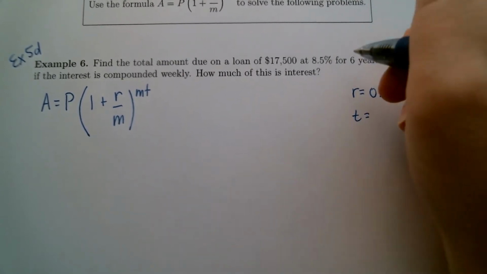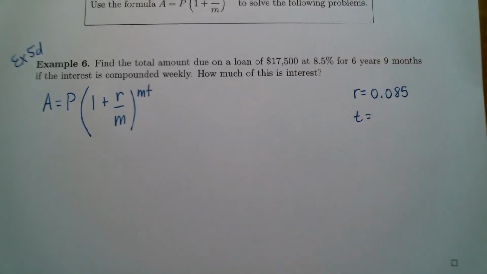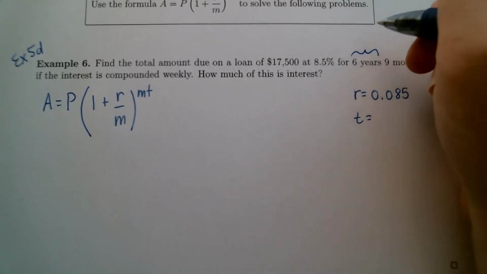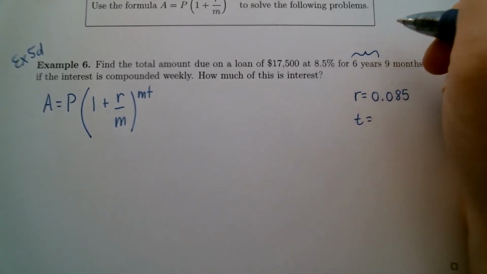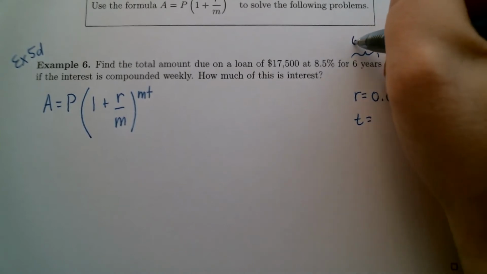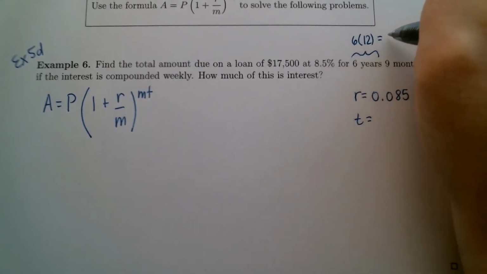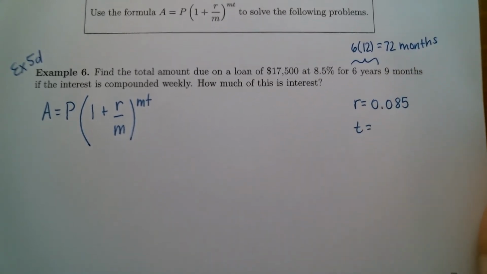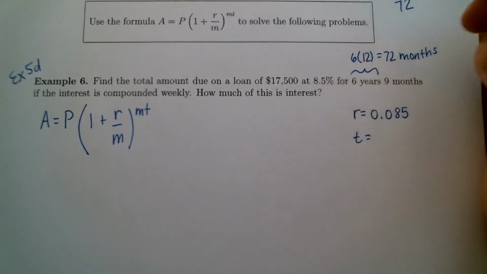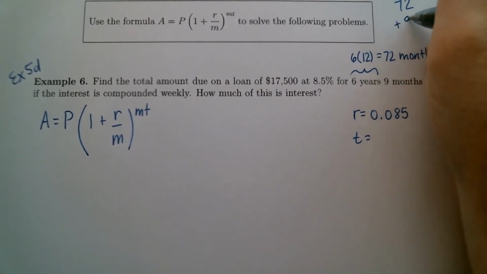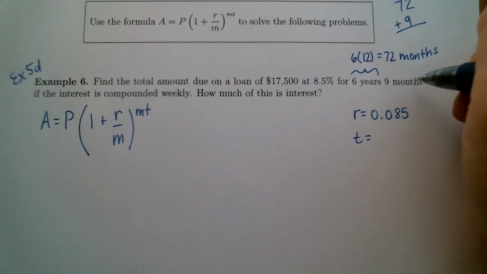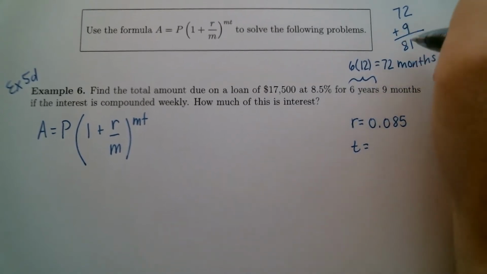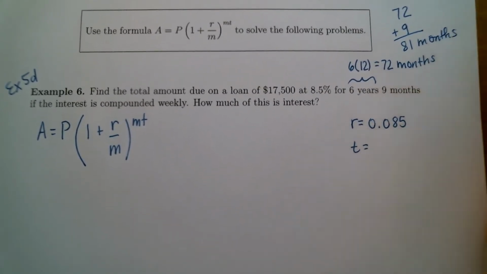Remember how we're going to convert this to years. We've got 6 whole years and then 9 months. Let's change everything to months first, and then we'll change it back to years. There are 12 months in a year, so 6 years is 72 months. Then I'm going to add 9 for the additional 9 months, and that's going to give us 81. So you have 81 months total that you're borrowing the money for.